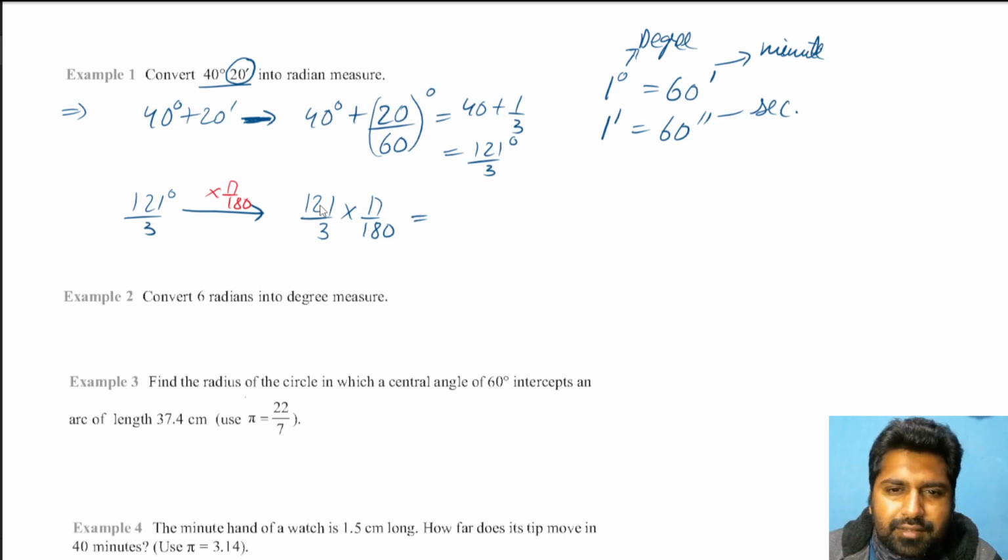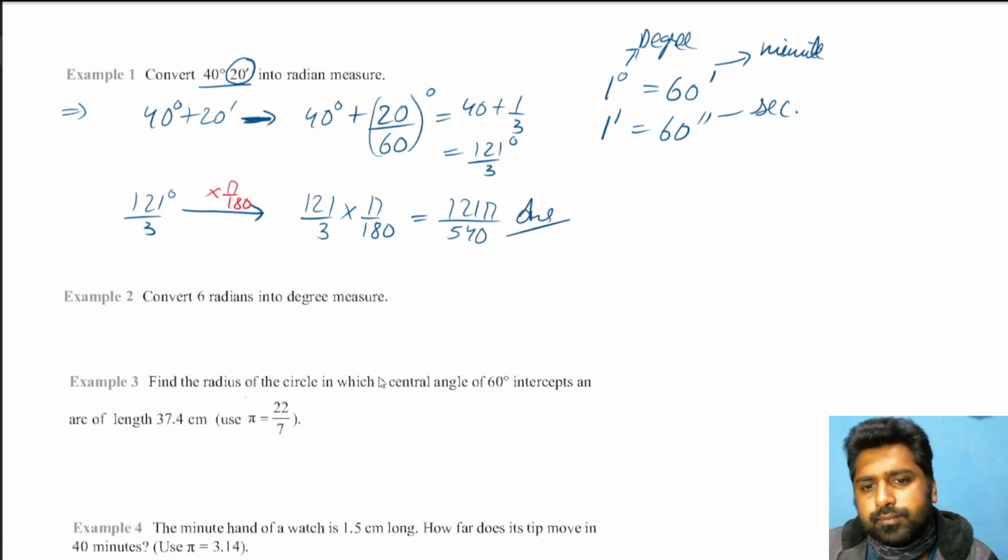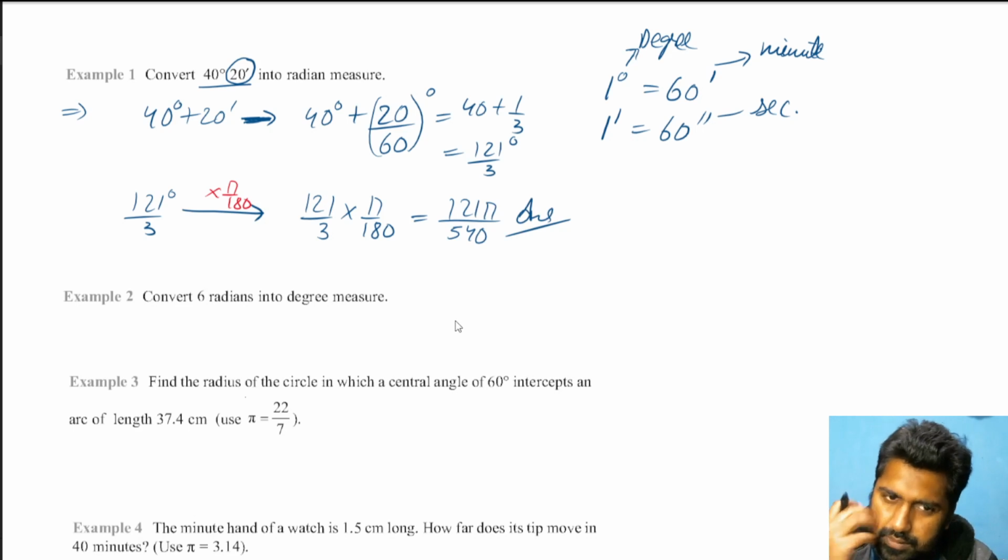121, 180, 11 multiple, no? So it cannot cancel. So let it be like this. 121 pi by 180 into 3 is 540. Okay. So that's your answer in radian.